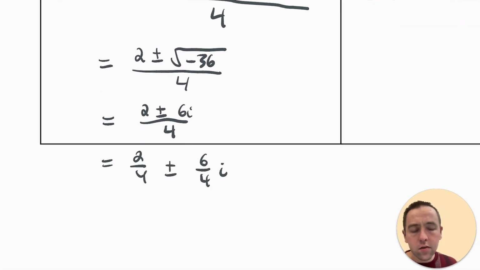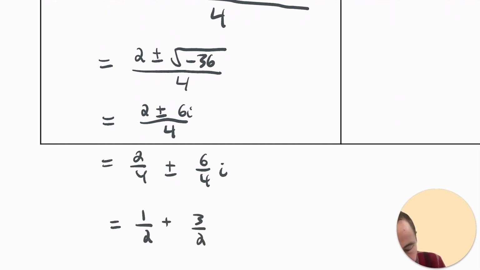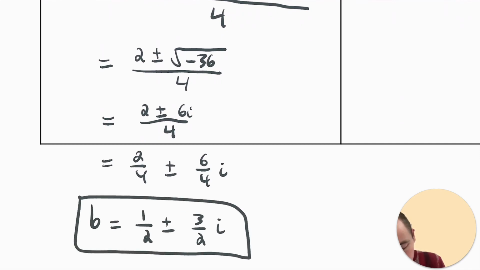And then it just turns out that we can actually reduce the 2 fourths down to 1/2 and the 6 fourths down to 3/2. So there we go. It turns out then that the b values that satisfy that equation, or that are the zeros of the function, are 1/2 plus 3/2 i, or 1/2 minus 3/2 i.